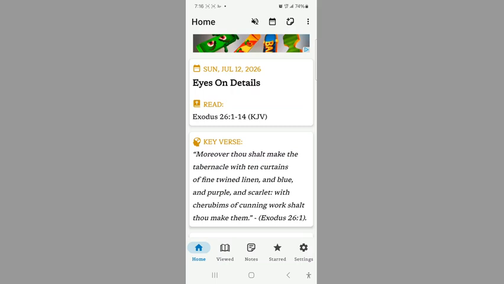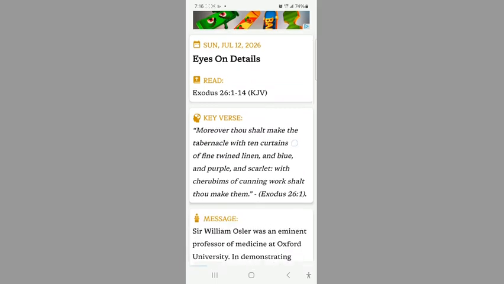Key verse. Moreover thou shalt make the tabernacle with 10 curtains of fine twined linen, and blue, and purple, and scarlet, with cherubims of cunning work shalt thou make them. Exodus 26 verse 1. Message.